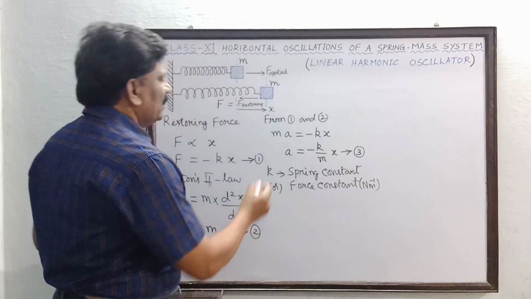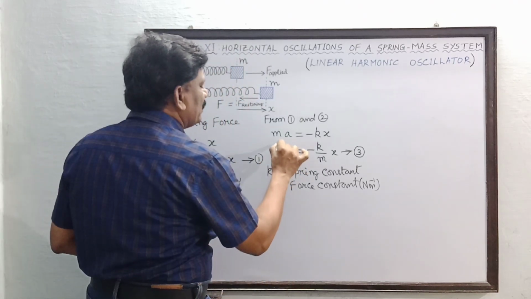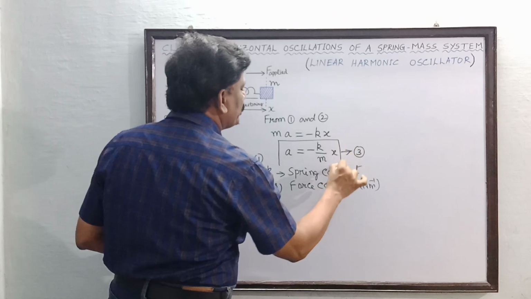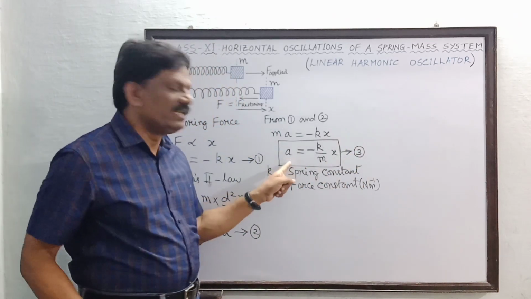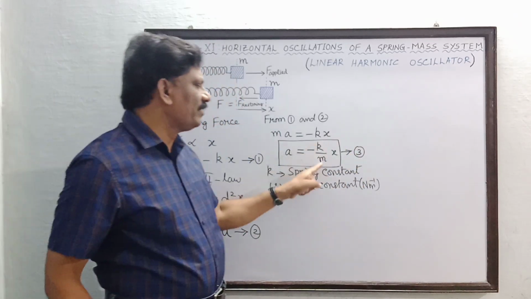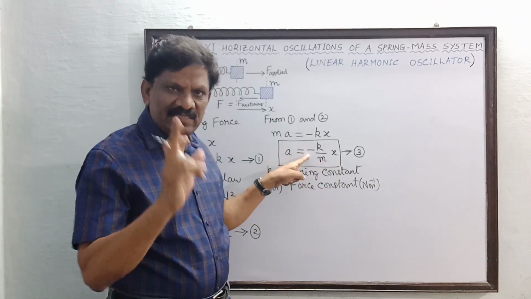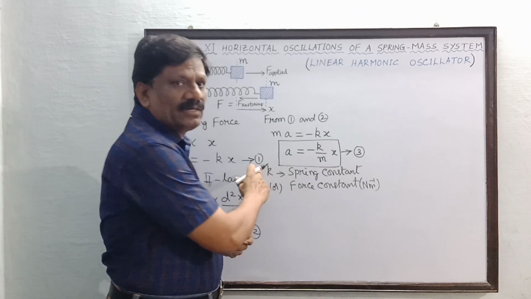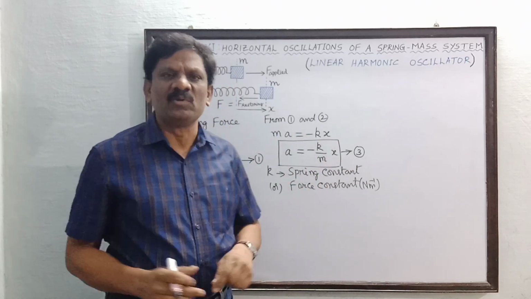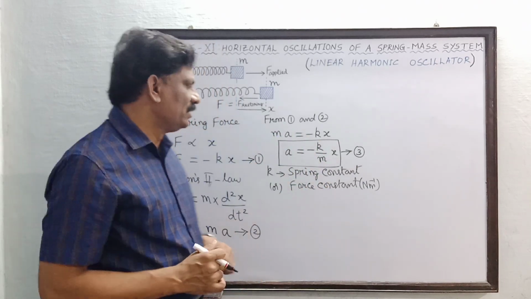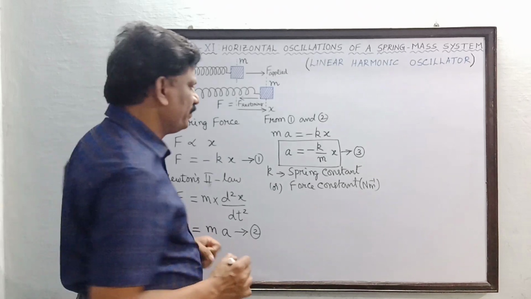Now this third equation, I will highlight the third equation. The acceleration a is equal to minus k by m into the displacement x. This negative sign indicates that the acceleration and the displacement are oppositely directed, by the definition of SHM.